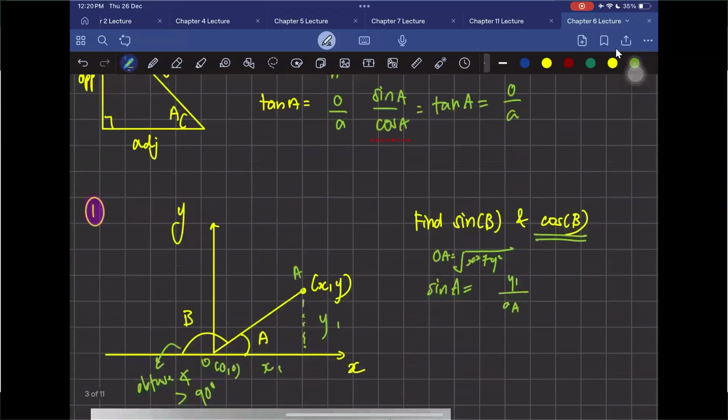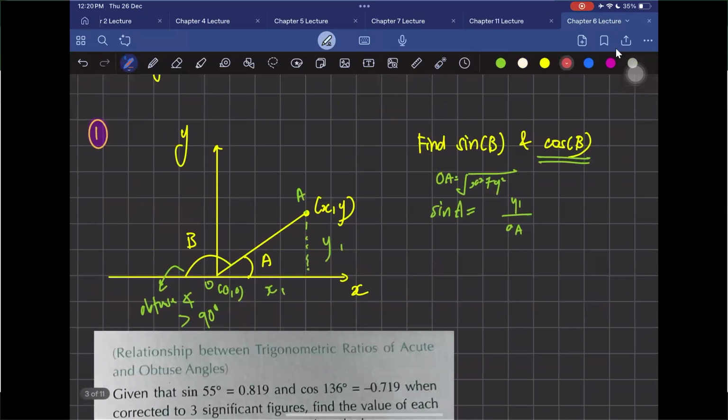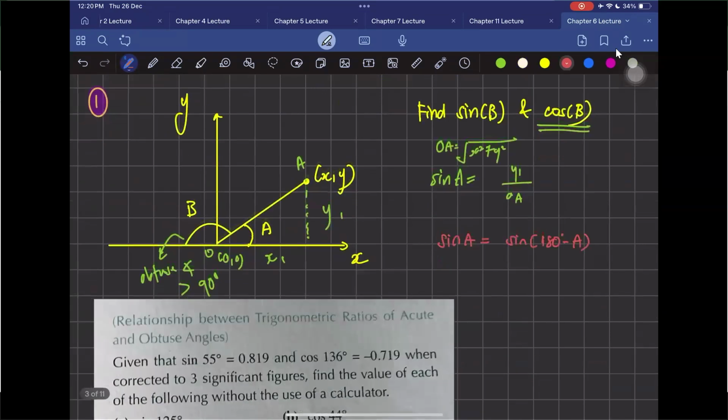So you're actually given a trigo formula. So this one you need to know. I'm going to write in red. Your sine A is actually equals to sine 180 minus A. Okay? And your cos A is equals to negative cos 180 minus A. Okay, so these are your trigo identities, and you need to be familiar with this, okay?